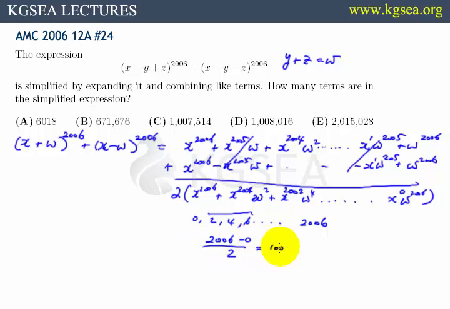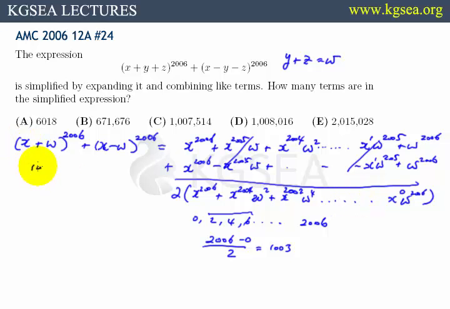It's 1003. Now I got to add 1 to count for the 0th power. It's 2004. 1004. This is a sloppy way of writing. It sounds like this is equal to that. No, I didn't mean that. This is 2003, so I got 1004 terms in here.